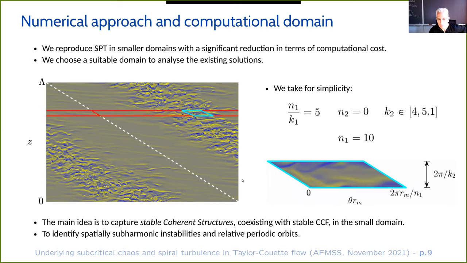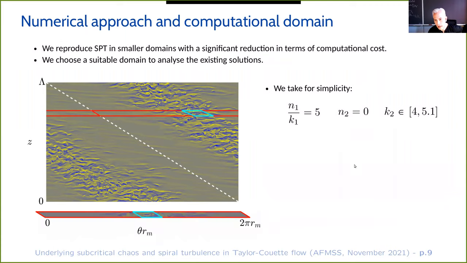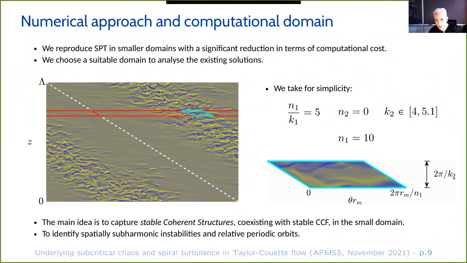So basically, what is important here is the thickness of this domain. I mean, the azimuthal length of this domain is 1/10 of the whole azimuthal domain. And K2 controls the thickness of the domain. So large K2 means thinner domains, and smaller K2 means thicker domains.